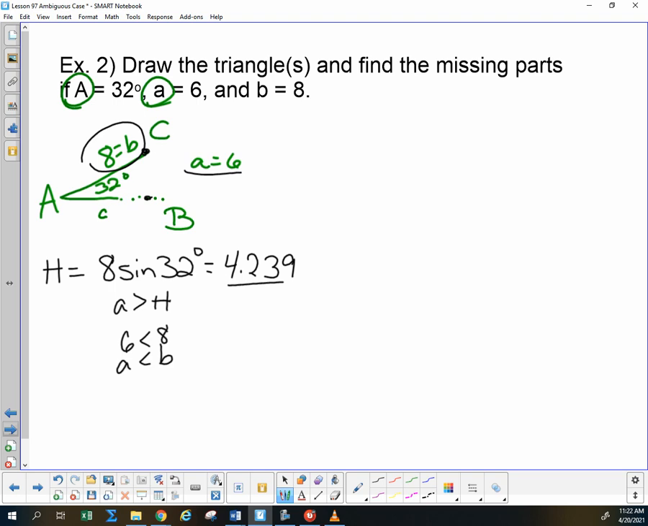I want you to do first, because it's easier on your calculators, and you'll see why as we go through that, do it first where B is acute, which means I am first going to angle that 6 so that it comes out here to make this be an acute angle.